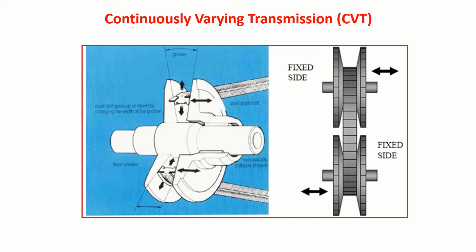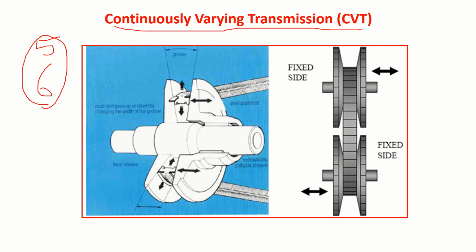We also have something like a continuously varying transmission system. Whether you take manual transmission system or automatic transmission system, we have a limited number of speed ratios. Maybe you have 5 speeds or 6 speeds and all that. If you go on increasing the number of speed ratios, definitely the fuel economy and all those things can be improved, but your gearbox or transmission system becomes more complex. To avoid that kind of complexity, you can think of having a continuously varying transmission system.